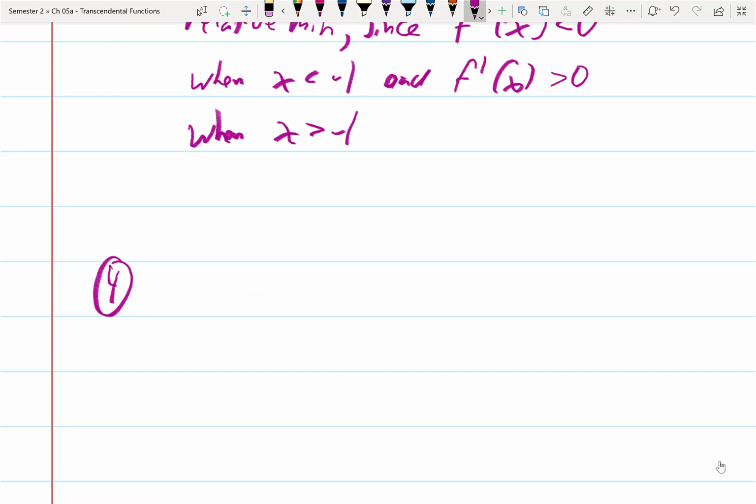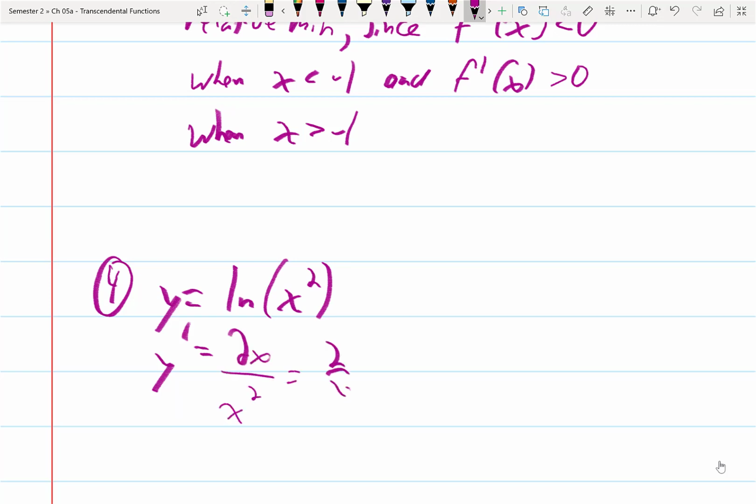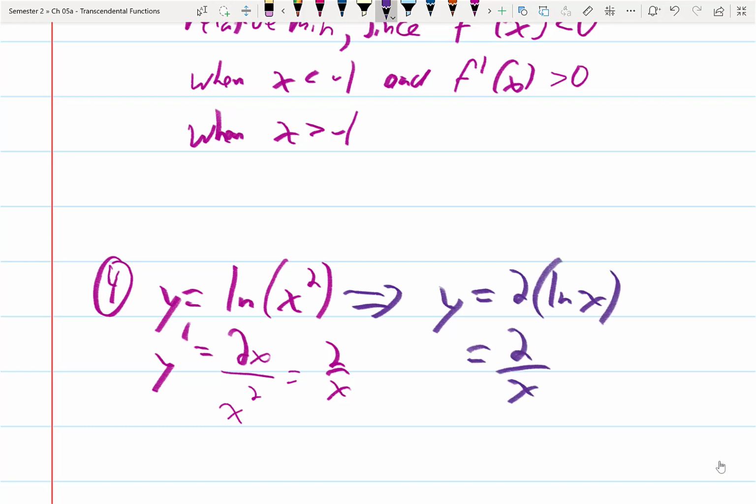So number 4, we're going to take y is equal to ln of x squared, and we're going to find y prime. 2 ways to do this. One of them is actually to just do a chain rule derivative. 2x divided by x squared gives me 2 over x. But the better way is to take this and rewrite this as y is equal to 2 ln of x, and then to know that this is the same thing as 2 times 1 over x for y prime. So you're always better off simplifying these things before you do anything else.